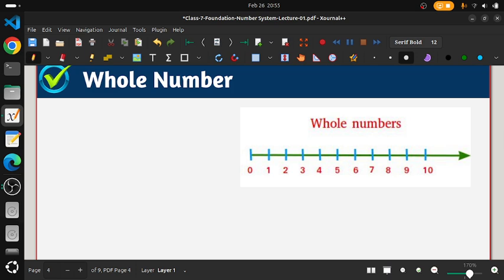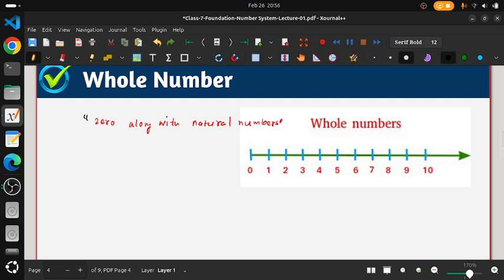Whole number means what? 0 along with natural numbers we call whole numbers. Getting it? So 0 along with natural numbers we call whole numbers. So obviously I hope you are understanding the same thing as we have learned before, in the last slide.